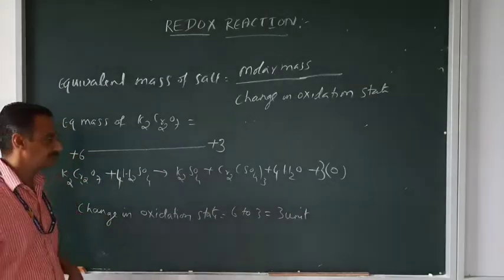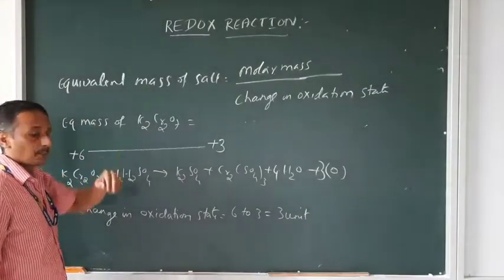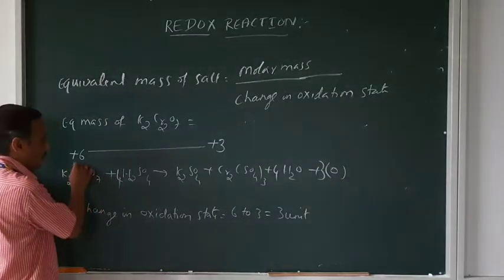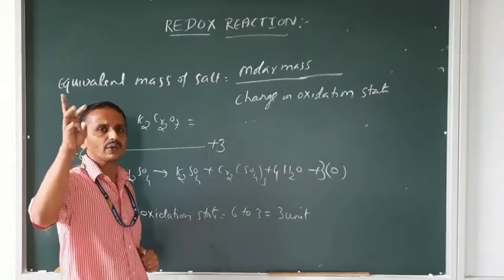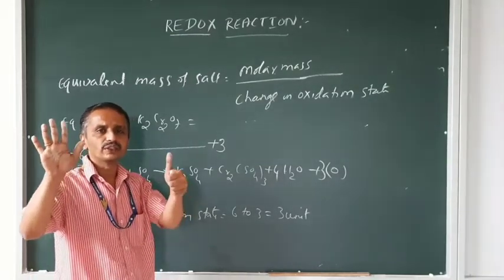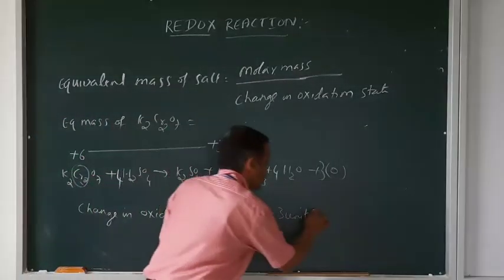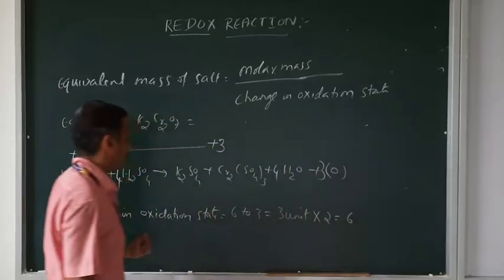But remember, this 3 unit change is for one chromium, but there are 2 chromium involved. Means if the one chromium is giving 3 unit change, definitely 2 chromium will give 6 unit change. Means this should be multiplied by 2. That is 6 is the change in oxidation state.